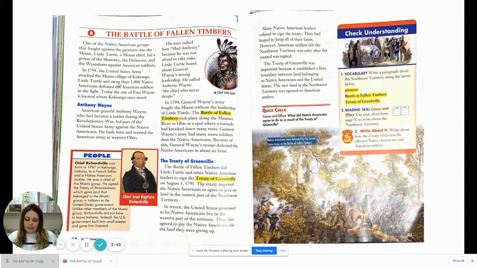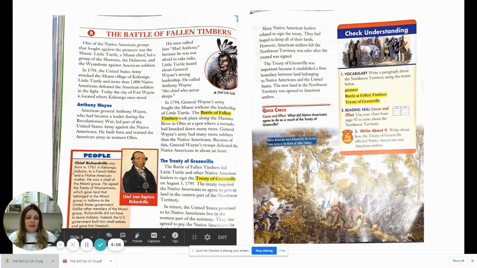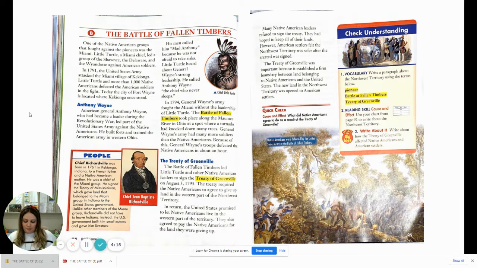The Battle of Fallen Timbers took place along the Maumee River in Ohio at the spot where a tornado had knocked down many trees. Makes sense that it's called the Battle of Fallen Timbers. Timbers are those trees. General Wayne's army had many more soldiers than the Native Americans. Because of this, General Wayne's troops defeated the Native Americans in about an hour. And at the bottom of the page, there is a little bit about the Chief Jean-Baptiste Richardville, if you want to read about him.